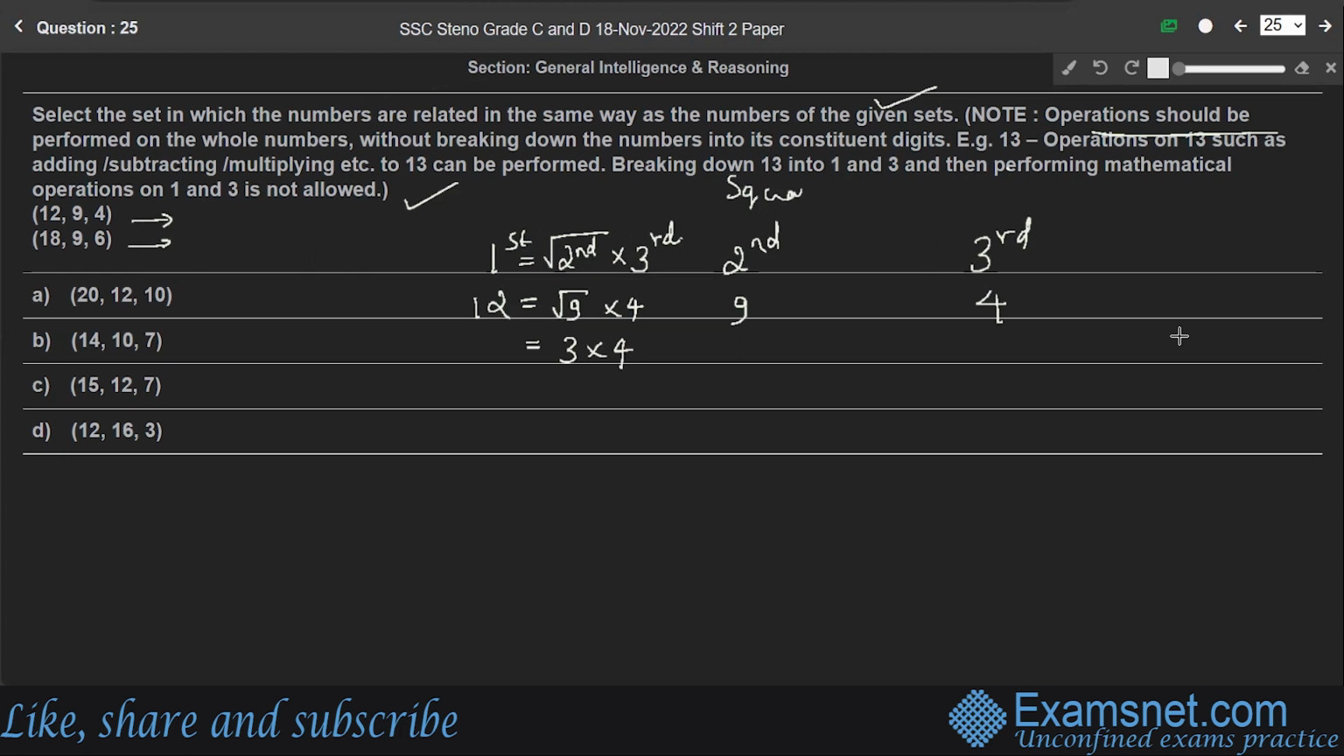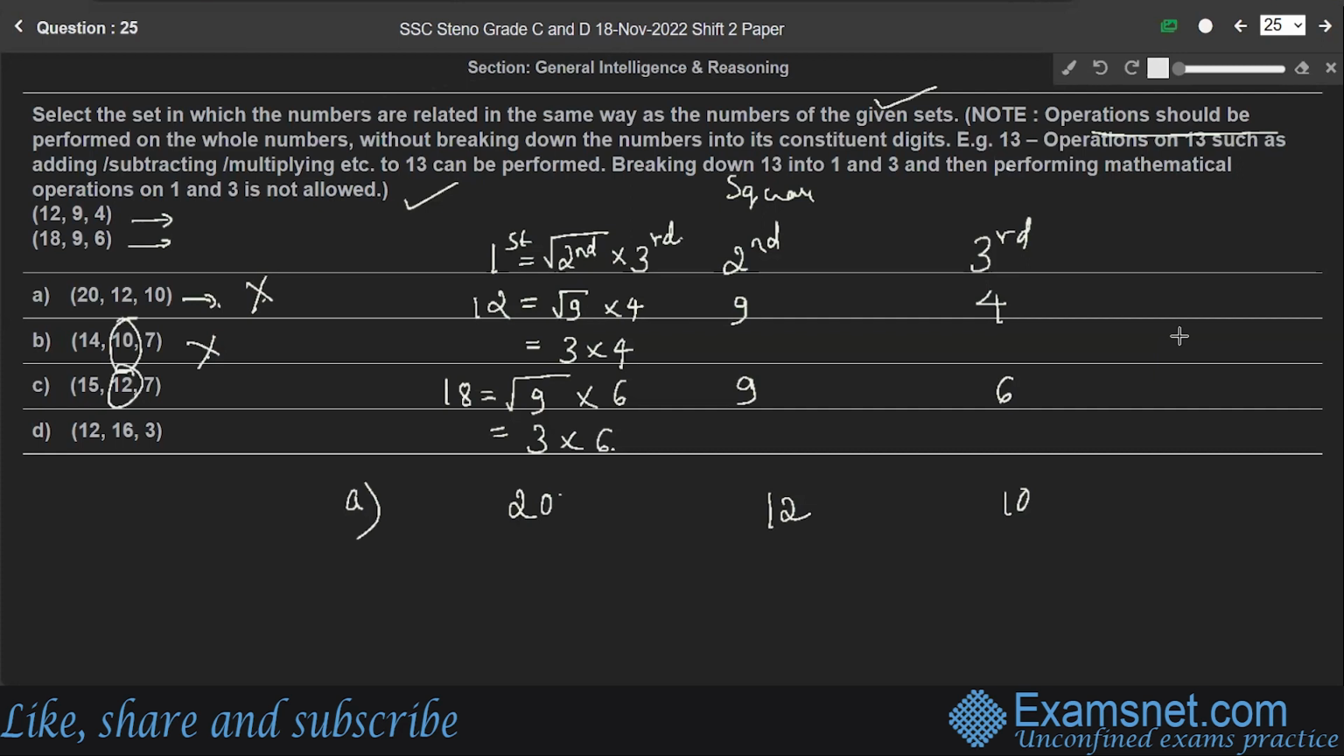Similarly, in the second set, the second number is 9, the first number is 18, which is root of the second number into the third number, which is 6. Root of 9 is 3 into 6 is 18. So among four options, which option follows the logic of the given two sets? The first number is 20 in the first option, the second number is 12, the third number is 10. So 12 is not a square number. No need to consider option A. Even option B cannot be considered, since the second number 10 is not a square number.